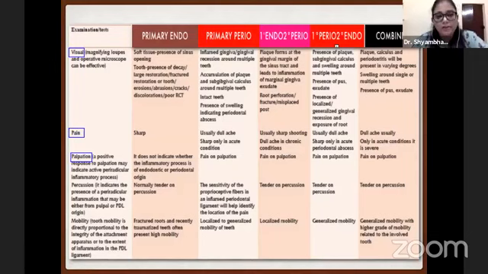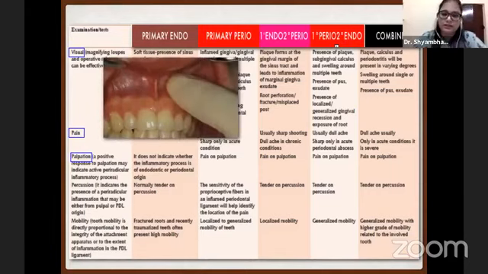In case of primary perio, the pain will be there on palpation. In case of primary endodontic and secondary periodontal, again pain on palpation will be seen. Similarly, with the primary periodontal and combined lesions, pain on palpation will be seen, because somehow or the other there is damage to the underlying periodontal structure. So this is how palpation of the tooth structure is done to understand whether there is involvement of the periodontium or not.